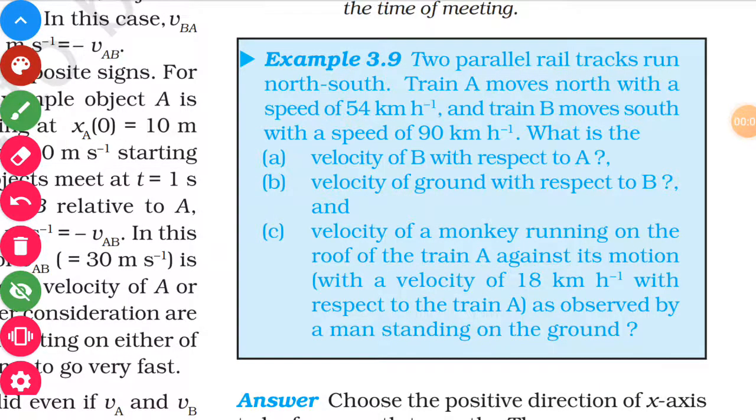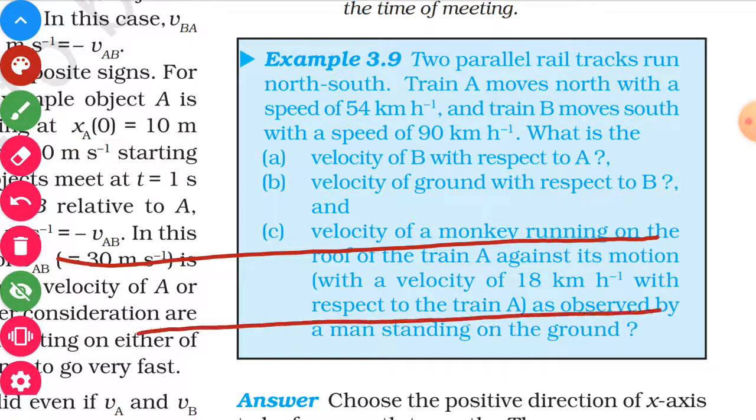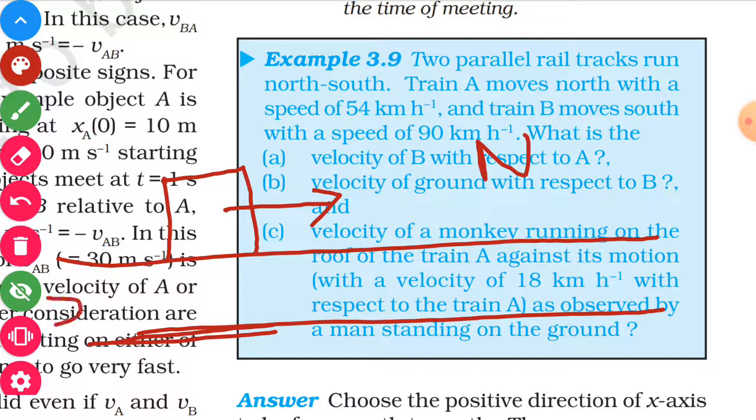Two parallel rail tracks run north south. Okay, so these are the tracks. Say for example, one track they cannot move, so there are two tracks. Now see, train A is moving towards north. Say north direction is this and this is the south direction. So train B is moving towards south, heading towards south.